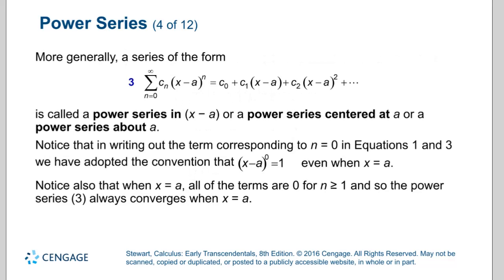Here we have the more general form of the power series. It's a summation of c_n times (x minus a) to the n power. What this allows us to do is shift the power series. So it's known as the power series in x minus a, or the power series centered at a. When we're looking at this, we have the n equals 0 term, and that's very important because (x minus a) to the 0 power is 1, so I don't have to worry about that no matter what a is.